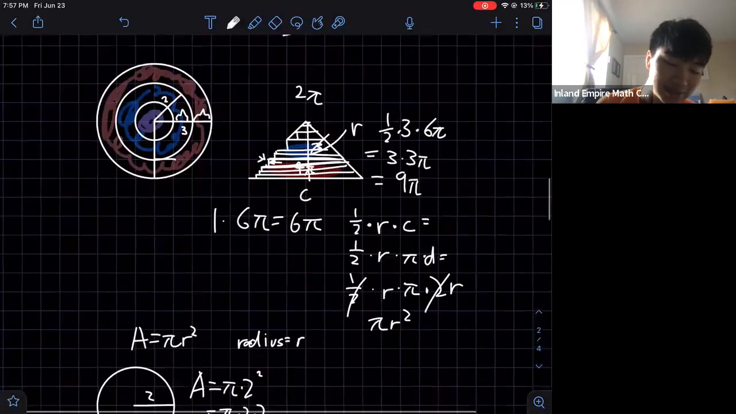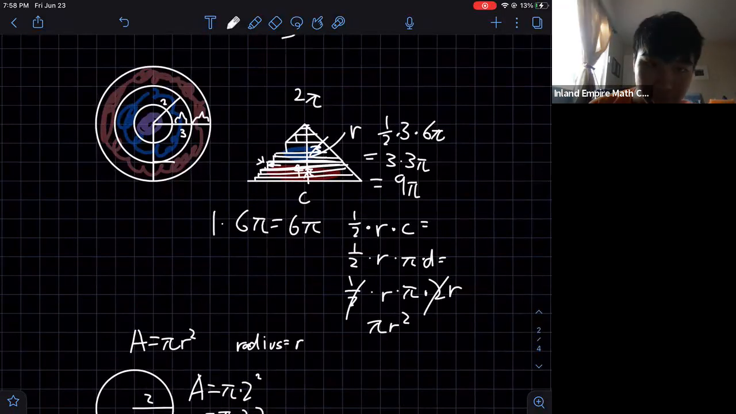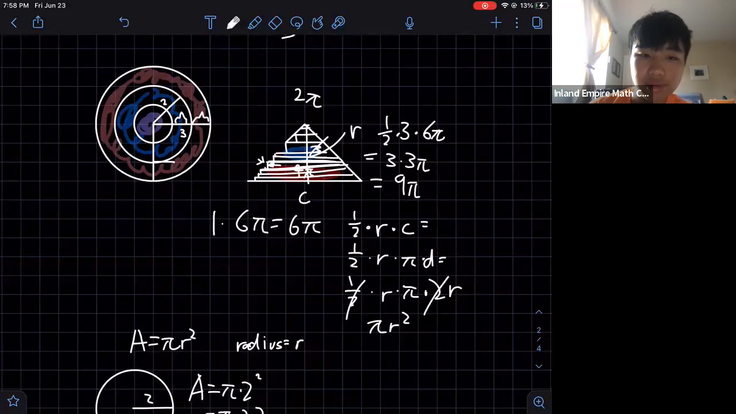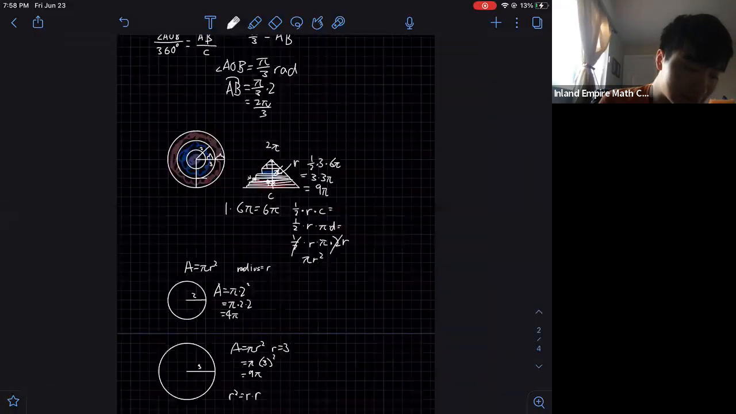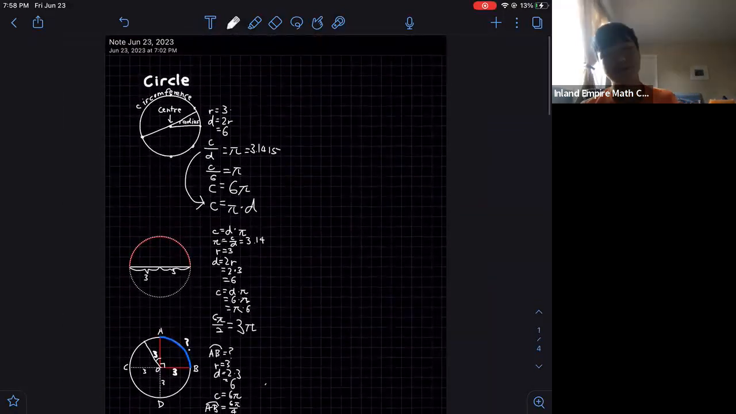So does anyone have any questions about how this works, or any ideas about what's going on here? Comments, concerns? All right. Well, if no one has any questions, then I think we should be done here. I'll send you guys a link to a visualization of the area of a circle right now, actually, so that you can watch this afterwards.